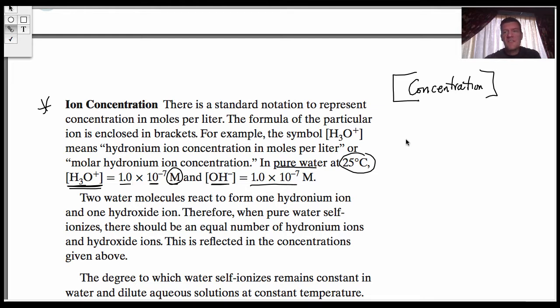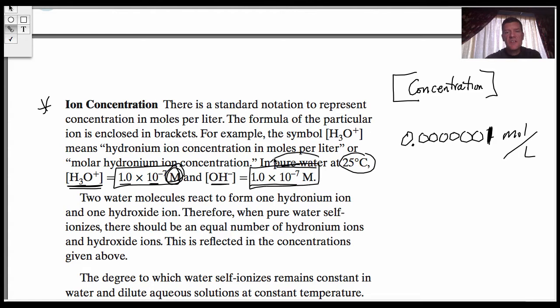Okay, 1 times 10 to the negative 7 means you've got 0.0000001. Oh, sorry, 1. Sorry, not 7. Is that 7 zeros? 1, 2, 3, 4, 5, 6, 7. Yep. 1 times 10 to the negative 7. That's 0.0000001 moles. Remember what molarity is? Moles per liter. It's really small. Okay? And both hydronium and hydroxide are in the same concentration in pure water. They exist there.